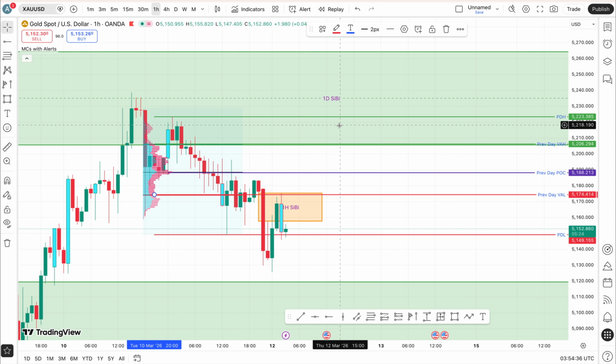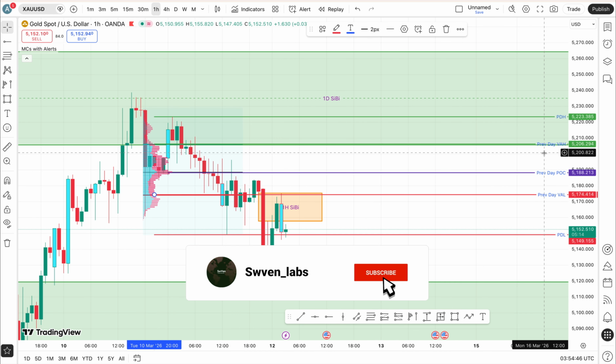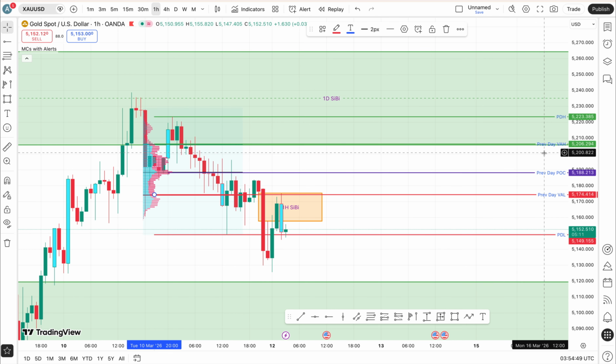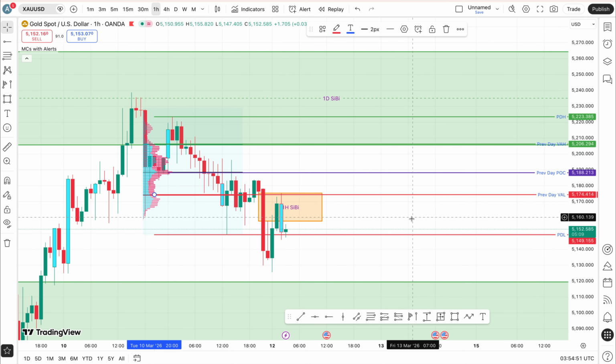The POC represents the price where the highest volume traded during the previous session, making it the market's perceived fair value. You can see that it is pointing to 5188.213. When price moves away from this level, it often returns to it later as the market seeks balance. The value area high and the value area low represent the upper and lower boundaries where 70% of the trading volume occurred the previous day in this case. These levels are important because they often act as short-term support and resistance zones.